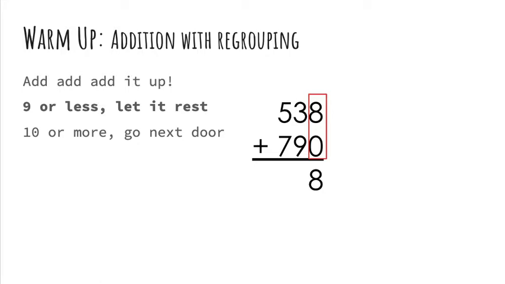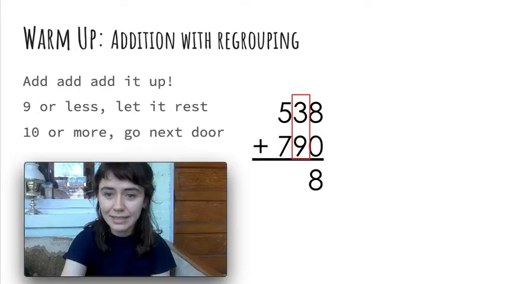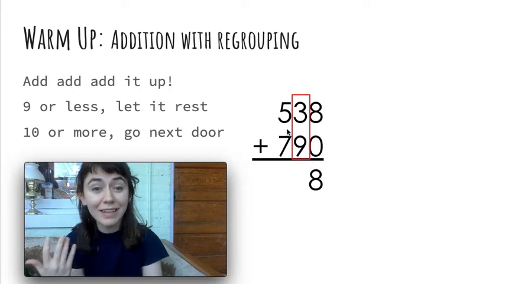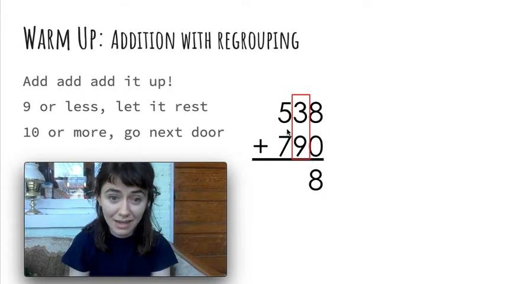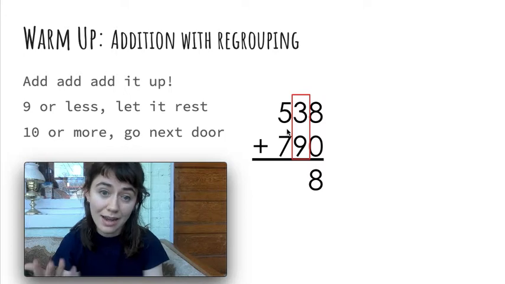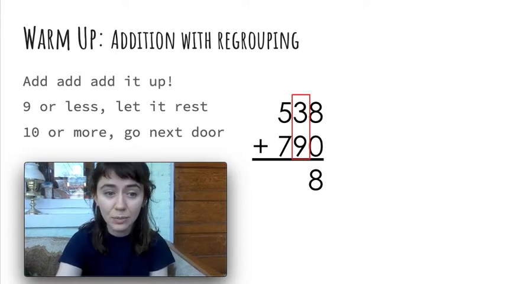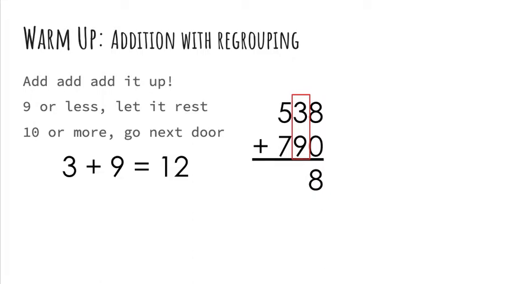Now let's look at our tens place. In our tens place, I see the numbers 3 and 9, but I know that that's really 30 plus 90 because it's 3 tens and 9 tens. 3 tens and 9 tens is 12 tens. So I wrote it just like this.